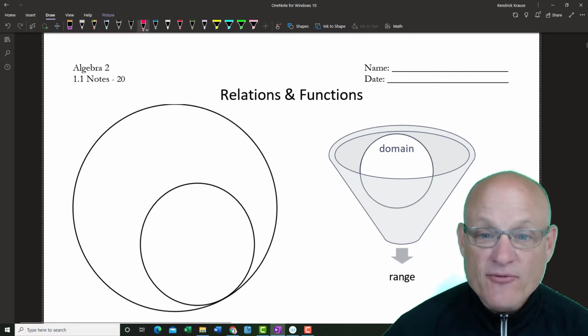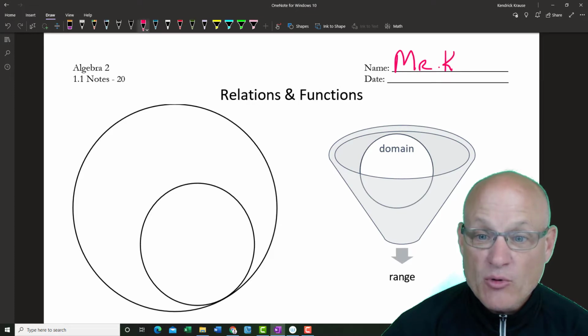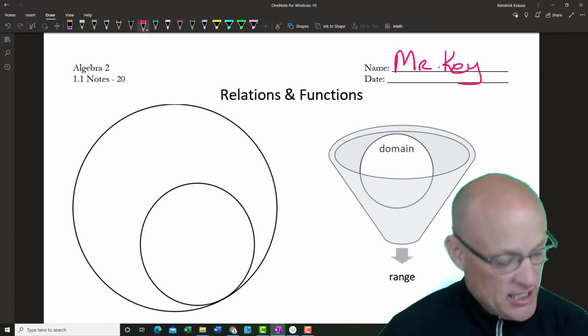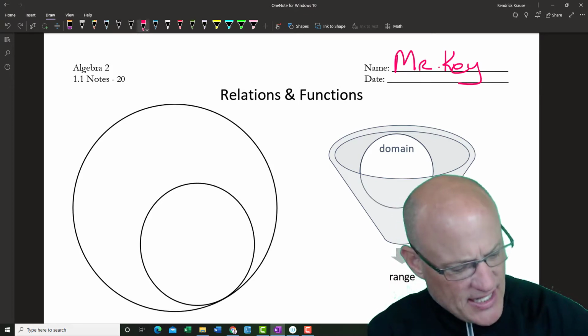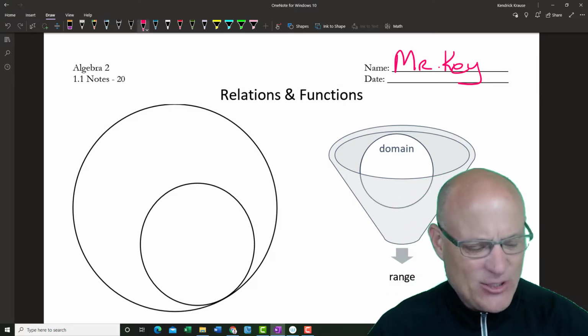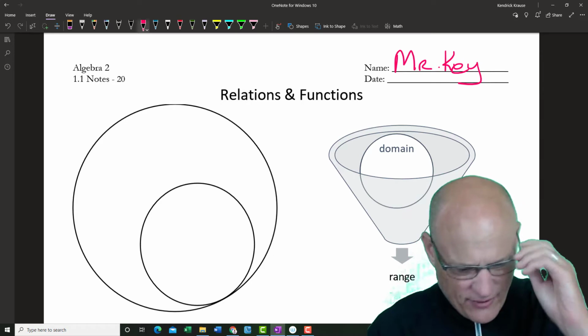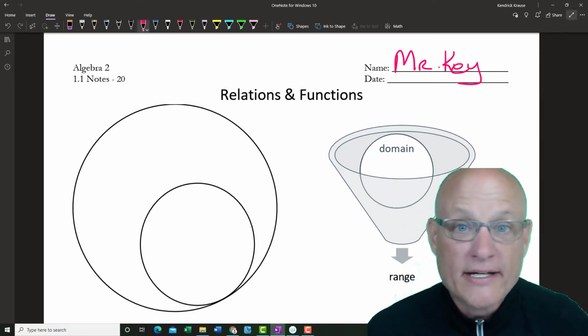Very simple. My name for you today will be called Mr. Key. I, of course, am Mr. Krause, but we're going to call me Mr. Answer Key for today. All right, Day 1 notes. This should not be anything that's very new to you. Almost all of this you should have learned in Algebra 1.